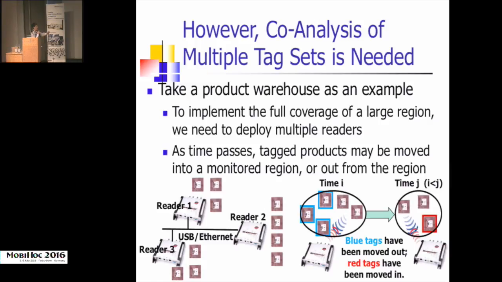And here is another example. As time passes, the tag set covered by a single reader may change over time. Some tags, maybe the blue tags, may have been moved out in the past, and the red tags have been moved in during these intervals. Sometimes we want to know how many tags have been moved in and how many have been moved out. This is another example of co-analysis of multiple tag sets.